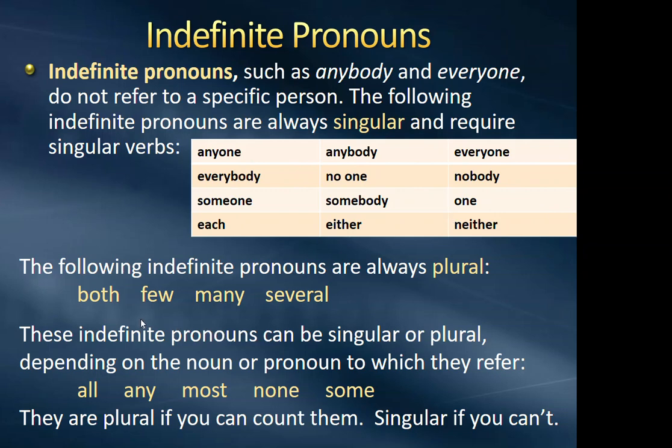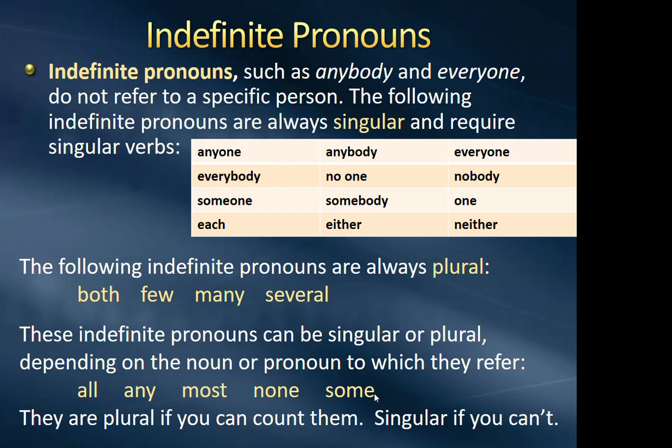And then there are some indefinite pronouns that are always plural. Both, few, many, several, these are always plural and they need plural forms of the verbs. Now there are some indefinite pronouns that can be both singular or plural. And here's a few of them: all, any, most, none, or some.